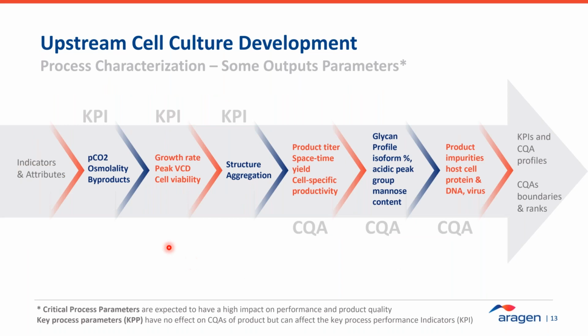Let's take a closer look into process outputs, which we want to categorize into KPI, key process indicators, and CQA, or critical quality attributes. Some examples of these outputs are shown on this slide. You can see KPI examples and you can see critical quality attribute examples here.